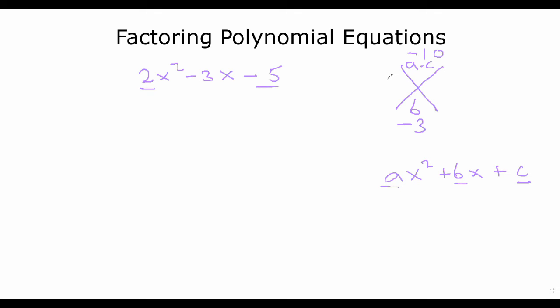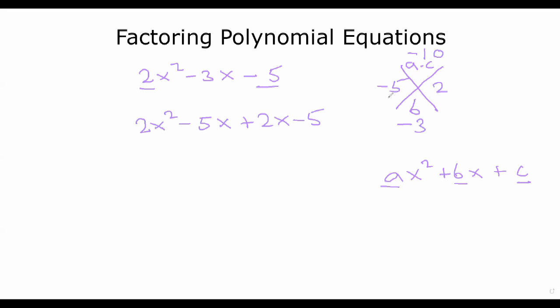And so now we say, okay, what multiplies to get negative 10 and adds to get negative 3? Well, when I'm thinking of factors of negative 10, I see that negative 5 and 2 are the factors that multiply to get negative 10 and add to get negative 3. Now, instead of just jumping to my factors like in the previous example, we have to rewrite it out like this: 2x squared minus 5x plus 2x minus 5.